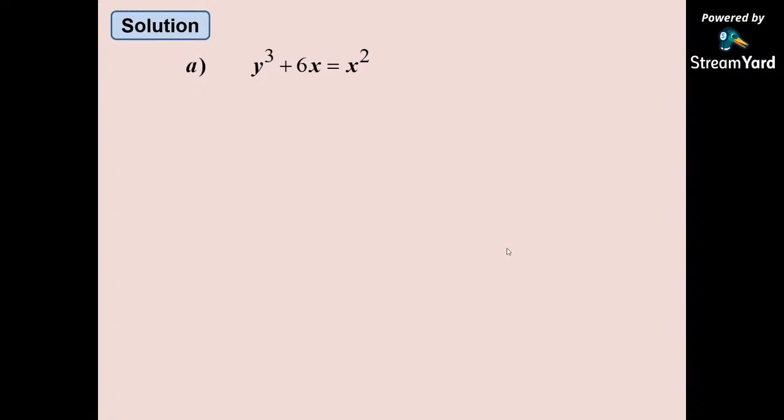Okay, so A, we got y cubed plus 6x equal to x squared. So what we're going to do is write d over dx for each of the terms. So d over dx of y cubed plus d over dx of 6x equal to d over dx of x squared. And then of course we're going to see each of them and see whether we need to use chain rule or not. Okay, so this one is a different variable, therefore I need to use a chain rule. This is the same variable, so I can actually differentiate them right away.